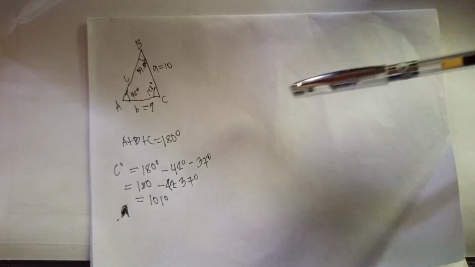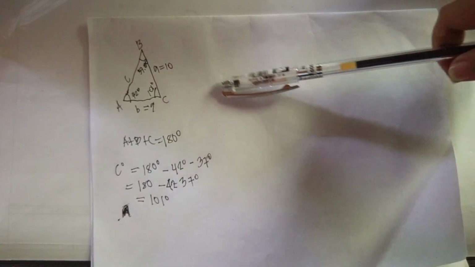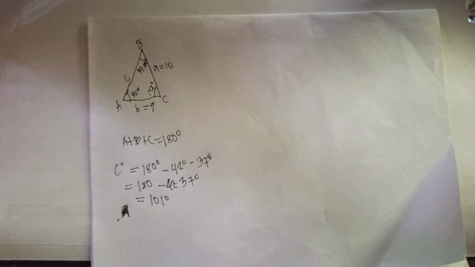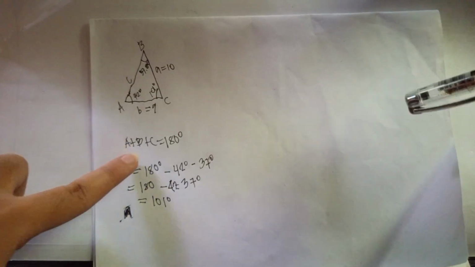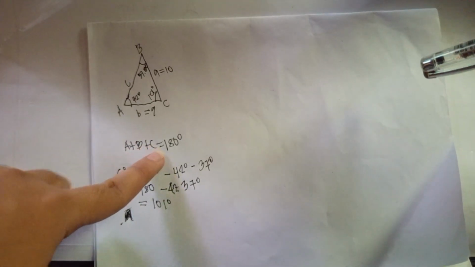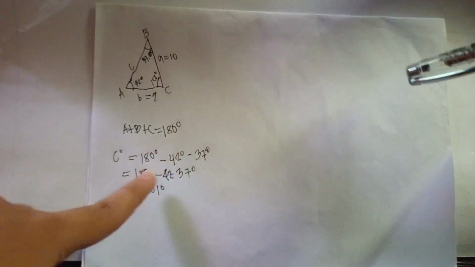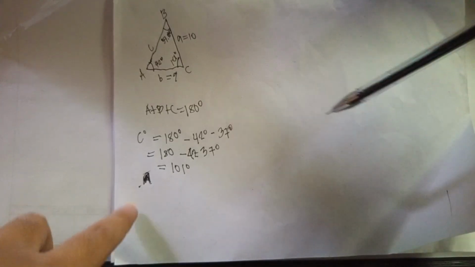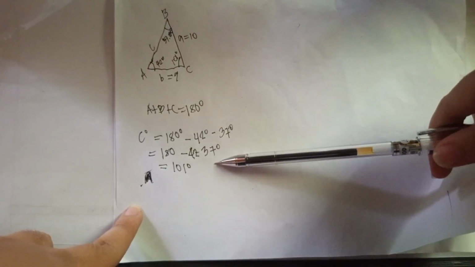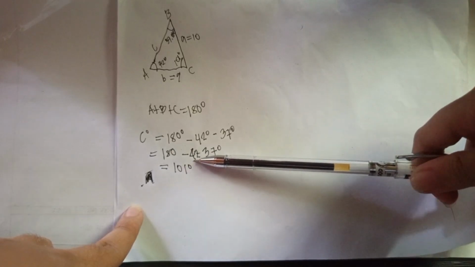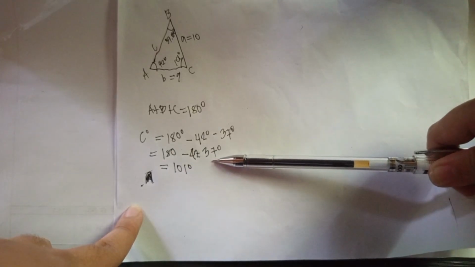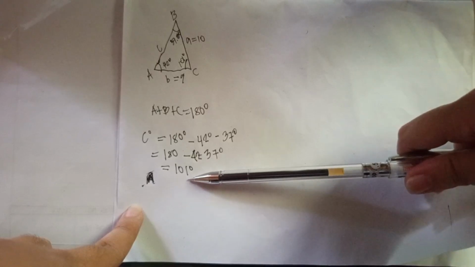So angle B is 37 degrees. Now let's go ahead and find angle C. We know that angle A plus B plus C equals 180 degrees. It's just going to be 180 minus the two angles. So 180 minus 42 degrees minus 37 degrees equals 101 degrees.